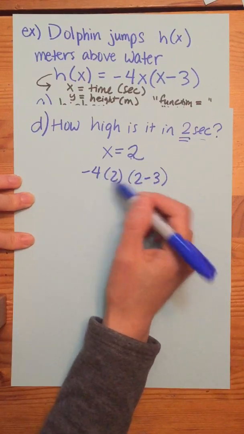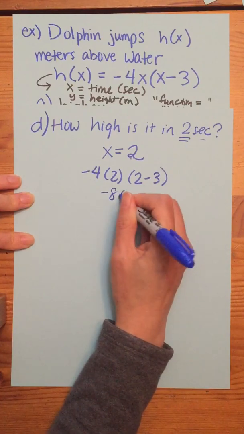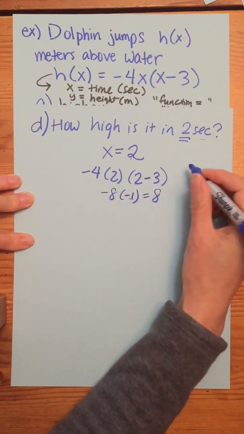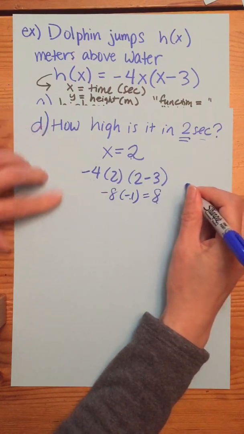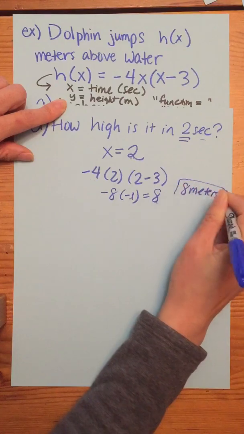So -4, let's go ahead and simplify this. -4 times 2 is -8. 2 minus 3 is -1. -8 times -1 is 8. So that's going to be an answer of 8. So how high is it in 2 seconds? It's 8 meters, since y stands for height in meters. Okay.